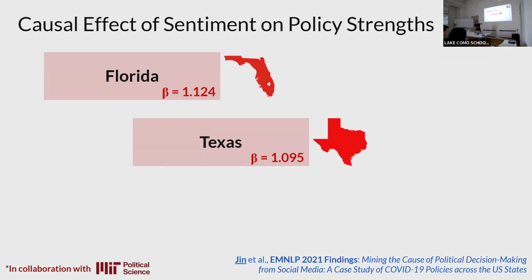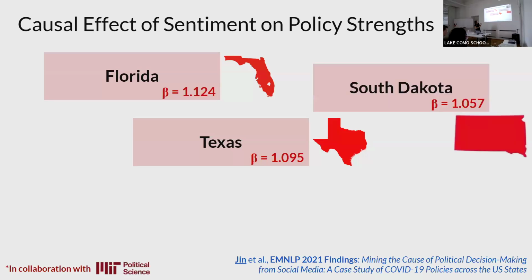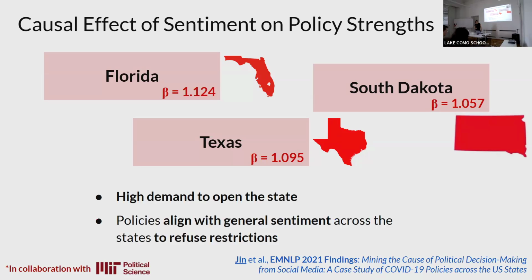If the policy is from 0 to 5, where 5 is the strictest lockdown, then the causal effect beta, namely the effect of social media sentiment on policy strength, is around 1.1. The highest 3 states are Florida, Texas, and South Dakota, which are all over 1 out of 5 levels of strictness for COVID policies. These states have a high demand from the people to open, and the policies align with the general sentiment across the state to refuse restrictions.